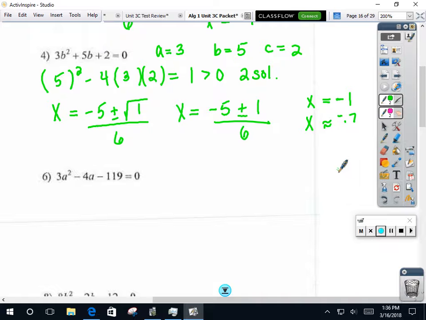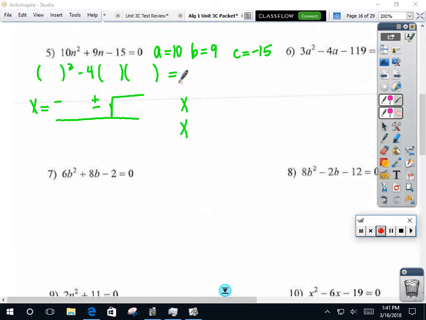Okay, y'all want to try one by yourself before I do it with you? Okay, try number 5. All right, the A is 10, the B is 9, the C is -15. So in the B place, you put 9, in the A place 10, and the C place -15. And what did y'all get for your discriminant?